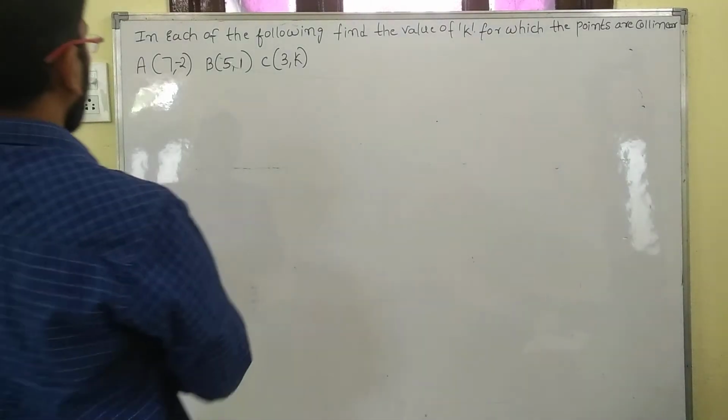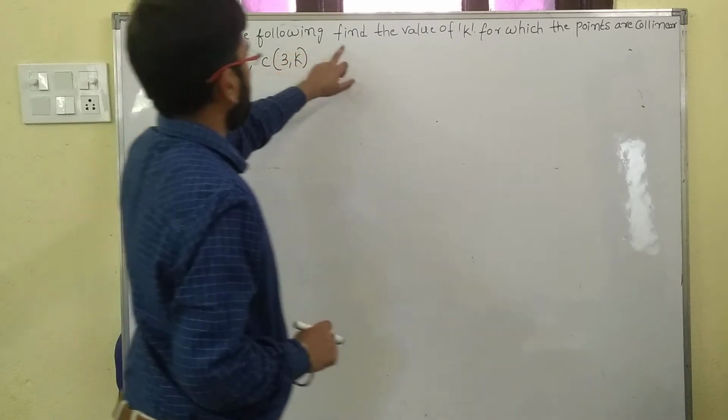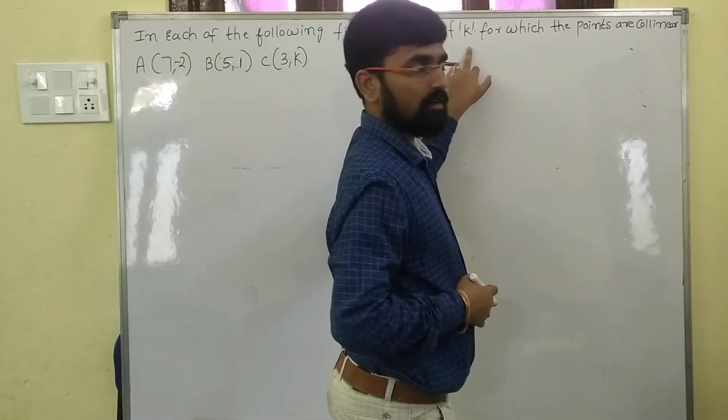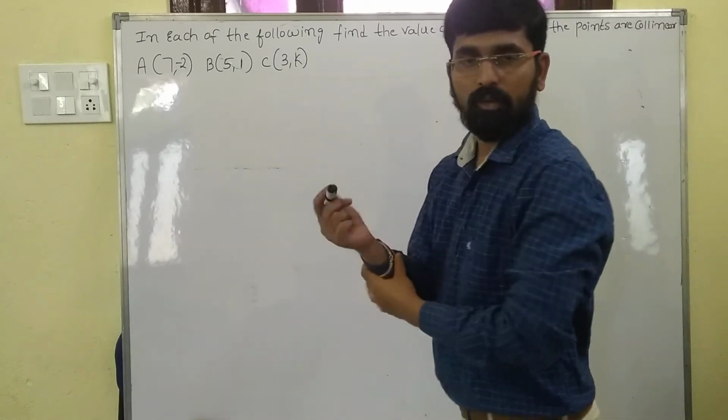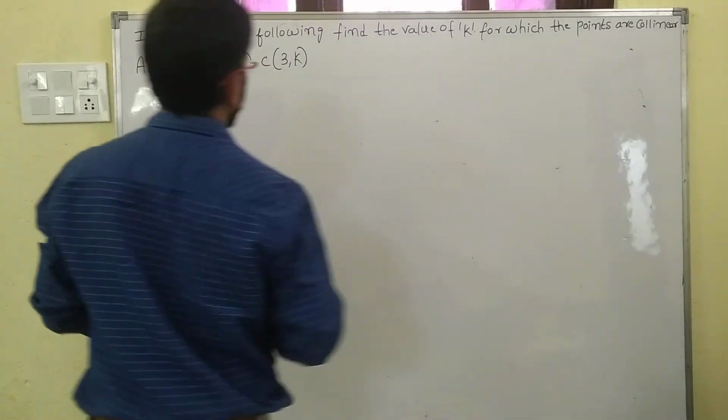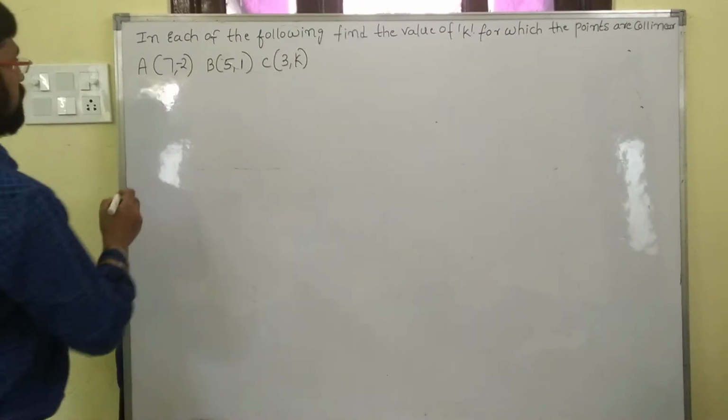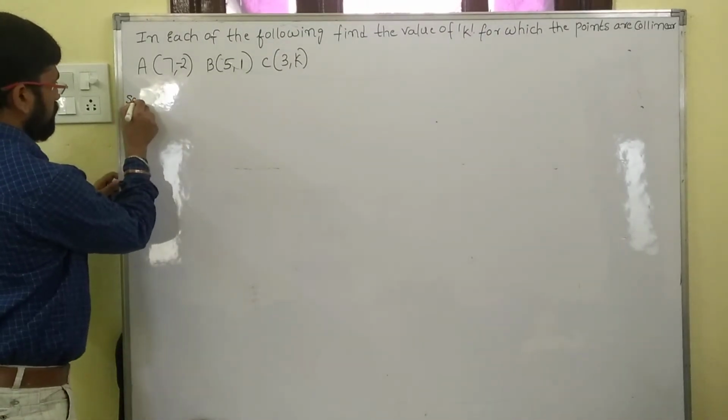So now, next question: in each of the following, find the values of k for which the points are collinear. Okay, they are given as collinear here. So collinear means, okay, this is the solution.